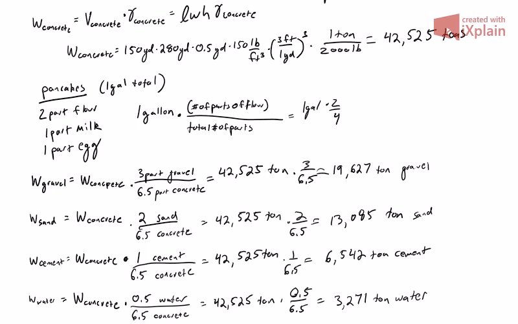Any of these concrete problems where you need to calculate how much of a certain constituent you need, you're going to calculate the total volume of concrete you need. You'll multiply by the specific weight of concrete to get the total weight of concrete that you need, and then you'll use the same 3:2:1:0.5 ratios in order to get whichever component you're looking for. And that's all there is to it.